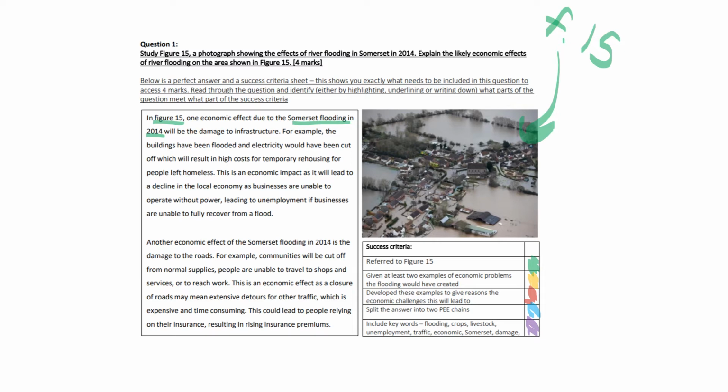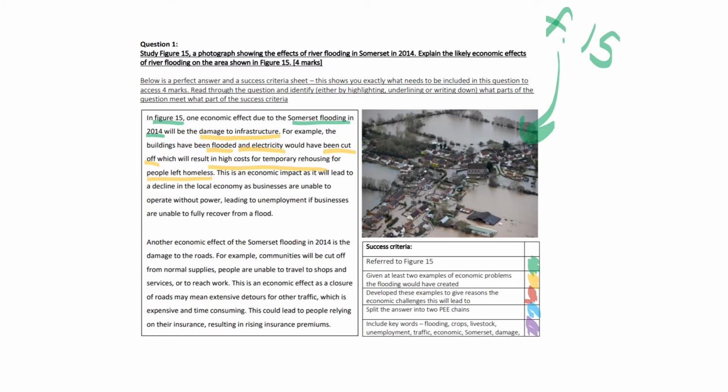Okay, so in figure 15, one economic effect due to the Somerset flooding in 2014 will be the damage to infrastructure. So I'm already thinking here about an impact. For example, the buildings would have been flooded and electricity would have been cut off, which will result in high costs for temporary rehousing, and people may be left homeless. So you need to put together shelter for the people that houses are flooded, which is going to lead to a lot of money. Now, these are all quite basic points, so I need to develop them.